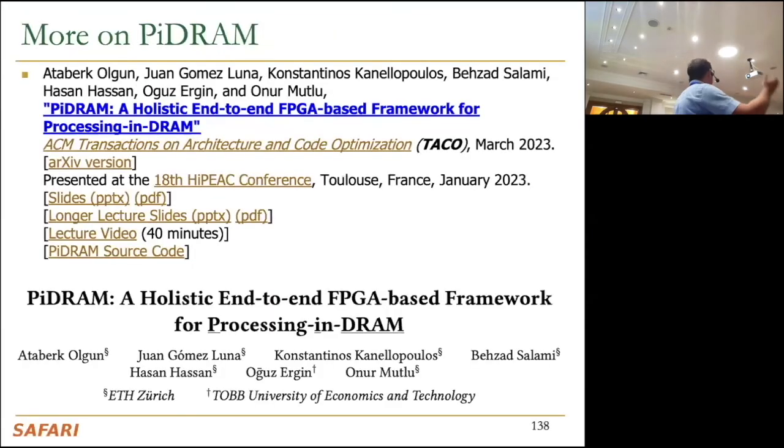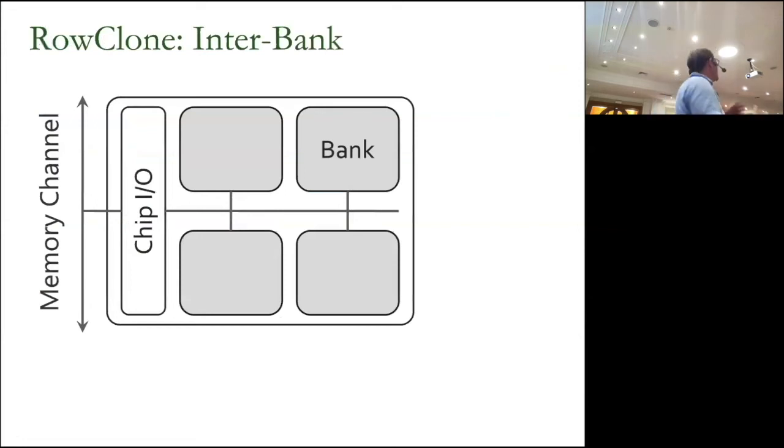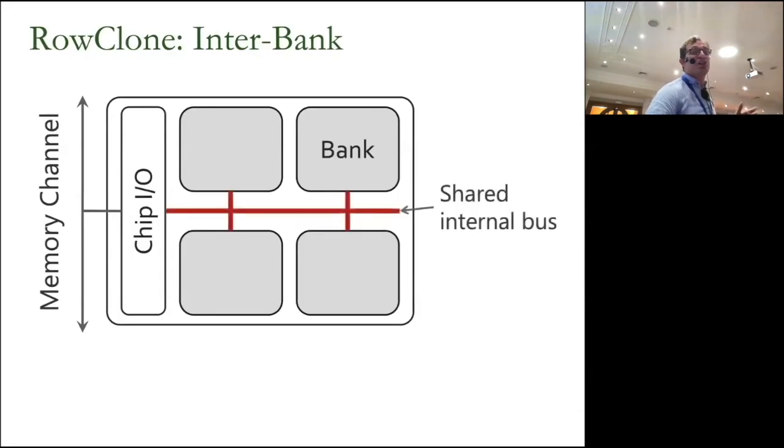So that was one way of copying data in DRAM. There's another way of copying data. You may ask the question: what if the data is not in the same bank? If the data is in a different bank, then you need a little bit more modification. This you cannot do in real DRAM chips, because you need to modify the DRAM chips a little bit. But basically, assume that there's a shared internal bus between banks in a DRAM chip.